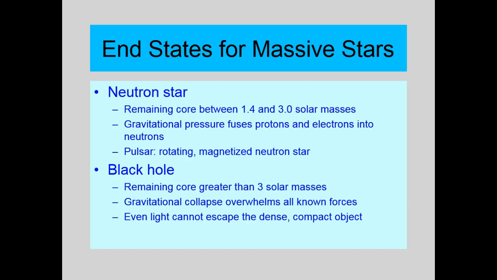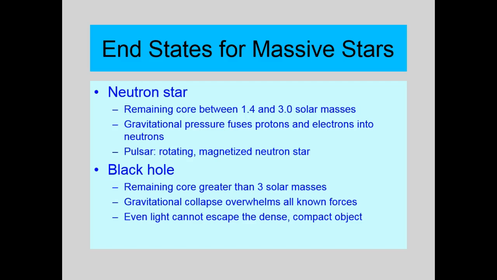Now, that's what happens with very massive stars, stars with between 1.4 and 3 solar masses left in the core. Now, that's not their whole mass, that's just in the core. Black holes are the end game for those stars that had cores greater than 3 of our solar masses. We're using the solar mass because we sort of know what that is. When you've got more than that, boy, you're talking an enormous amount.